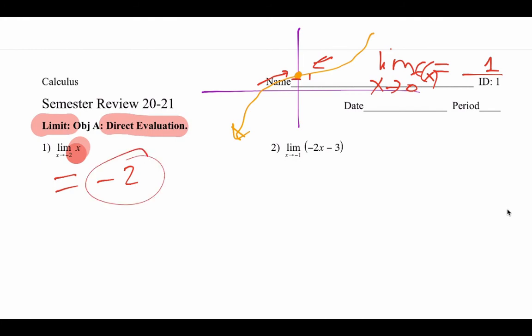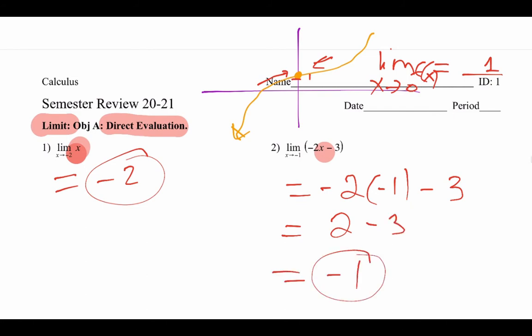So I'm just directly substituting the value. So limit, direct evaluation is simple. Plug in the values. Same thing over here, -2. Instead of x, I replace that with -1, -3. So this would be 2 minus 3, so the limit would be -1. So that's the first objective that you should know for the semester exam.